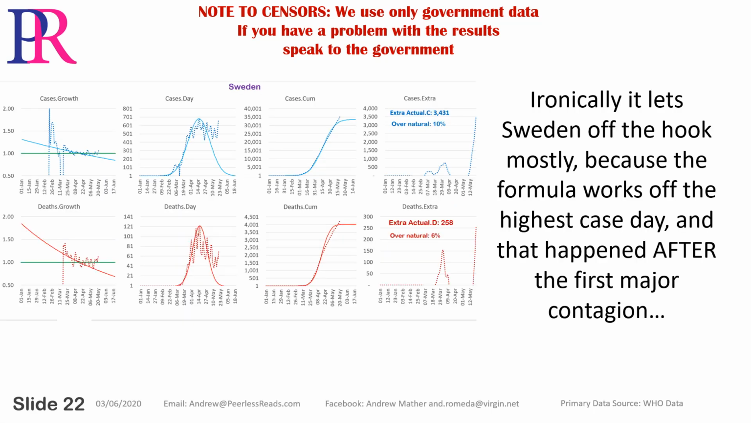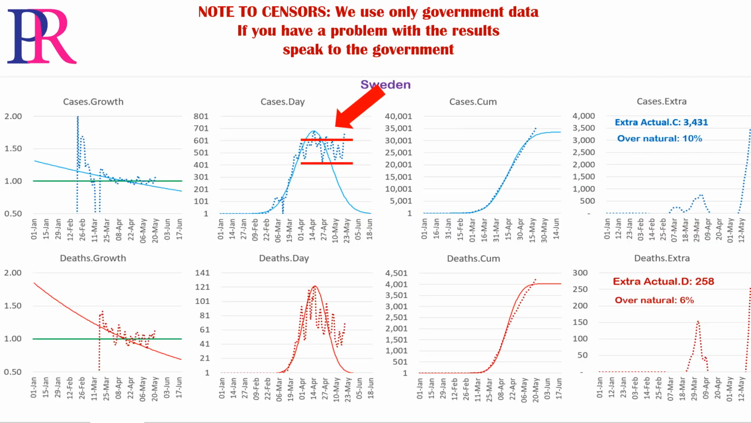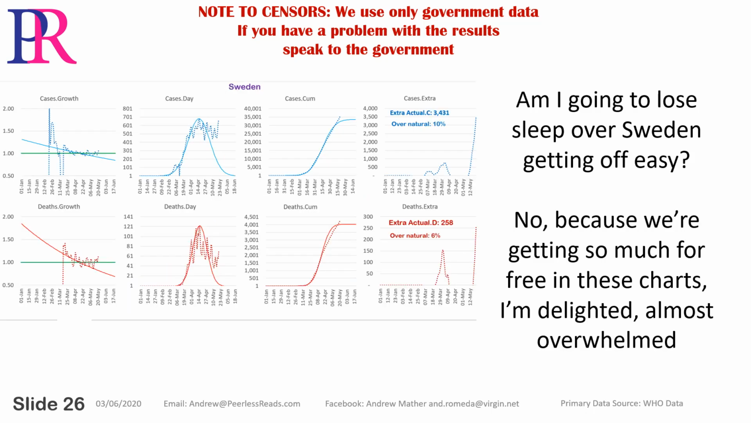Ironically, it lets Sweden off the hook, mostly because the formula works off the highest case day, and that happened after the first major contagion. Notice how the crazy spikes happened before peak and consistent with the earlier peak, as shown in our chart update. Here is the cases chart we showed for Sweden, with the cases taking off sideways. That ain't normal.